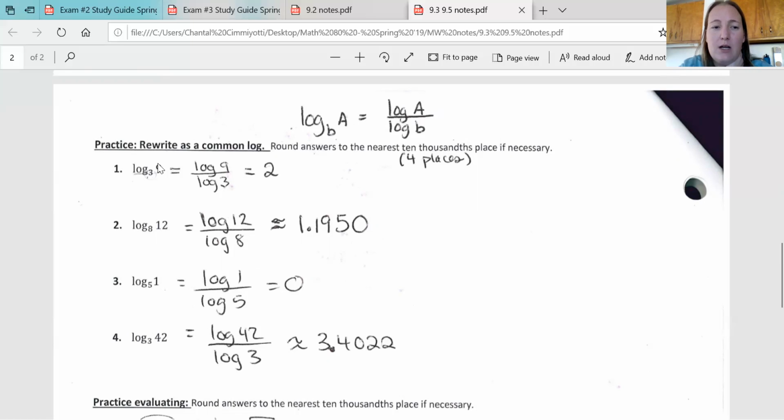3 to what power is 9? 3 squared is 9. But using your calculator, you can now type in log 9 and parentheses divide by log 3, and you should get 2.